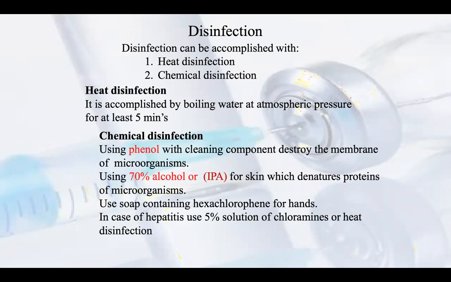Heat disinfection is accomplished by boiling water at atmospheric pressure for at least 5 minutes. Chemical disinfection: using phenol with a cleaning component destroys the membrane of microorganisms. Using 70% alcohol or IPA for skin denatures proteins of microorganisms. Use soap containing hexachlorophene for hands. In case of hepatitis, use a 5% solution of chloramine, or heat disinfection can be applied.